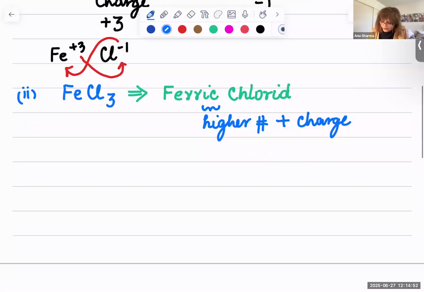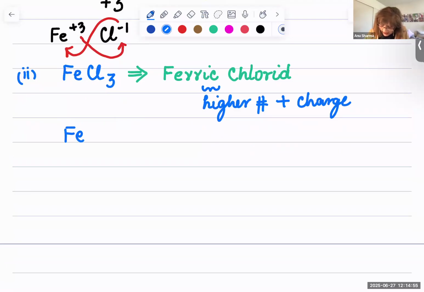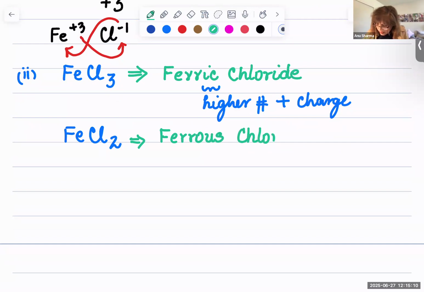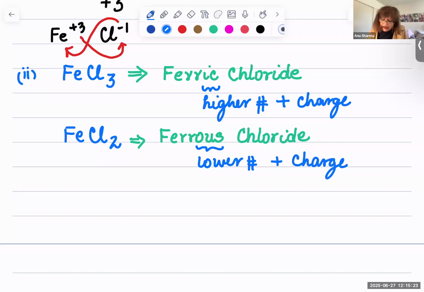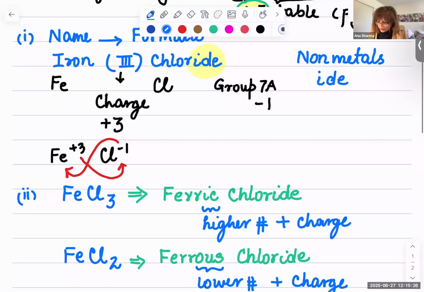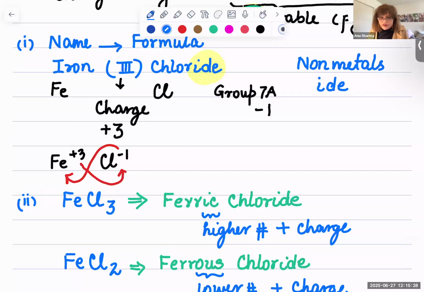But if it was FeCl2, then the name is ferrous. Ferrous chloride. And here, the -ous terminology is for a lower number of plus charges with respect to one specific element. So that's the terminology for naming using the Roman numerals, right?